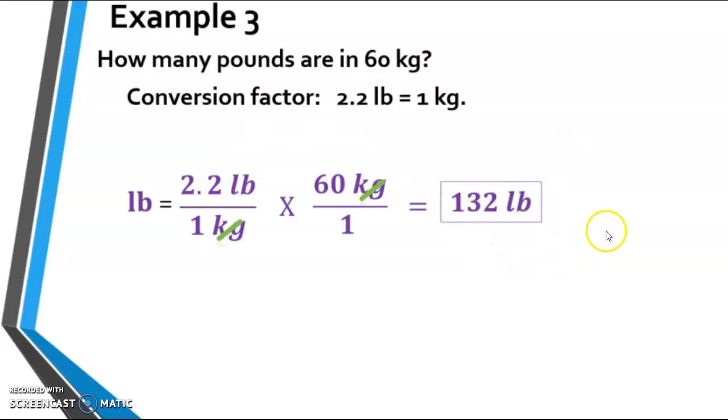Be careful when you're writing this or typing it that you put a space between your 2 and your L, otherwise that L starts looking like a 1. So be sure that it's exactly 132, space, then your LB abbreviation.